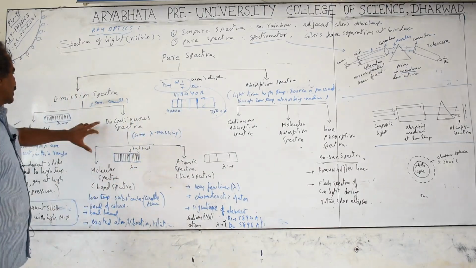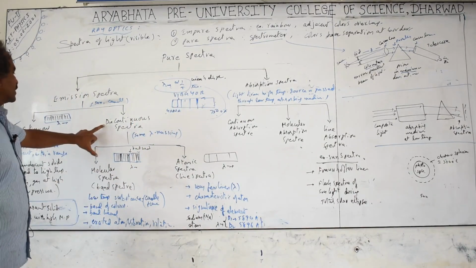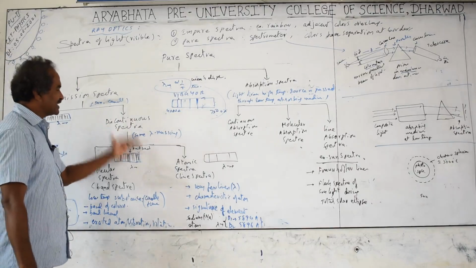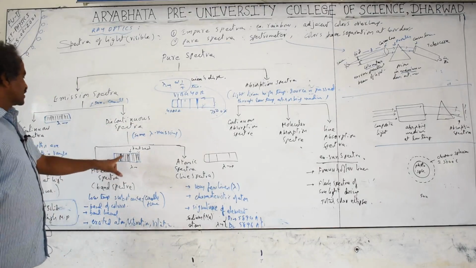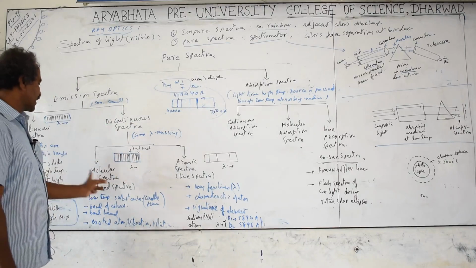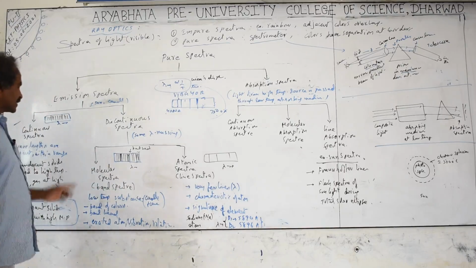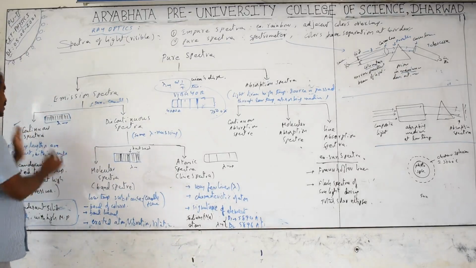Next is discontinuous spectra. Discontinuous spectra do not contain all wavelengths. As the name indicates, they do not contain all wavelengths. Some wavelengths are missing here. For the discontinuous spectra, two types are there again: one is molecular spectra, another one is atomic spectra. In the material in the molecular state, this is solid state.